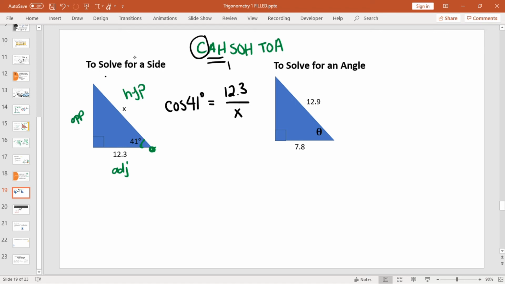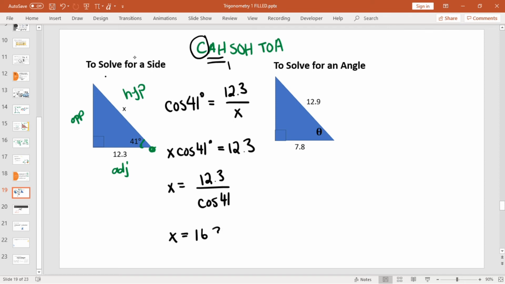First we're going to cross multiply. And then you'll get so fast at this. Then we're going to divide out the cos 41. Notice I haven't found the value until the last step, so that I can do all the math in my calculator all at once. So I just type in 12.3 divided by cos 41, and it will give me 16.3. So that means this side here is 16.3.